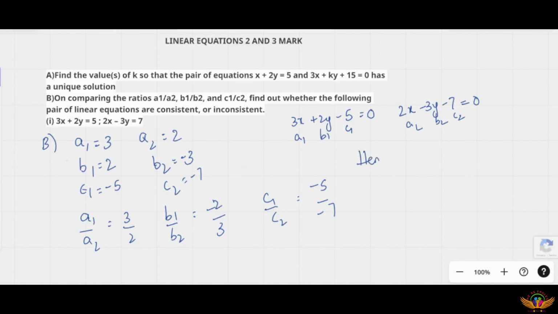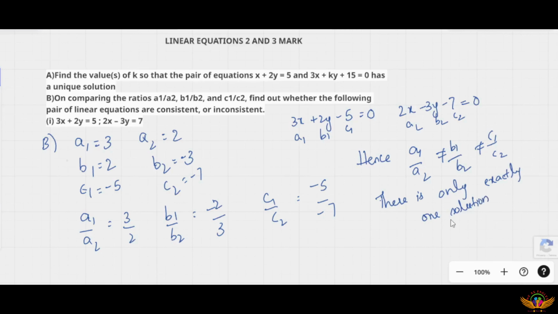Hence, A1 by A2 is not equal to B1 by B2, which is not equal to C1 by C2. There is exactly one solution, that is a unique solution. So these are consistent, independent equations. If you know the table, it will be really easy for you.